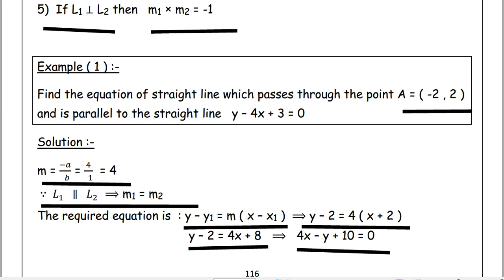So again, how can we form the equation of the straight line? We must have the slope and a point. If you have the slope of the straight line and a point that the straight line passes through, you can form the equation of this straight line.